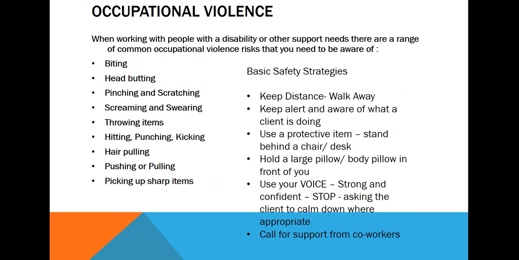When you're working with people with a disability or other complex support needs, there are also a range of common occupational violent risks that we would like you to be aware of. These can include the potential for biting, headbutting, pinching and scratching, screaming and swearing, throwing items, hitting, punching, kicking, hair pulling, pushing or pulling you, or picking up sharp items. This doesn't occur with all clients, but it's important that you're aware of the potential risks.